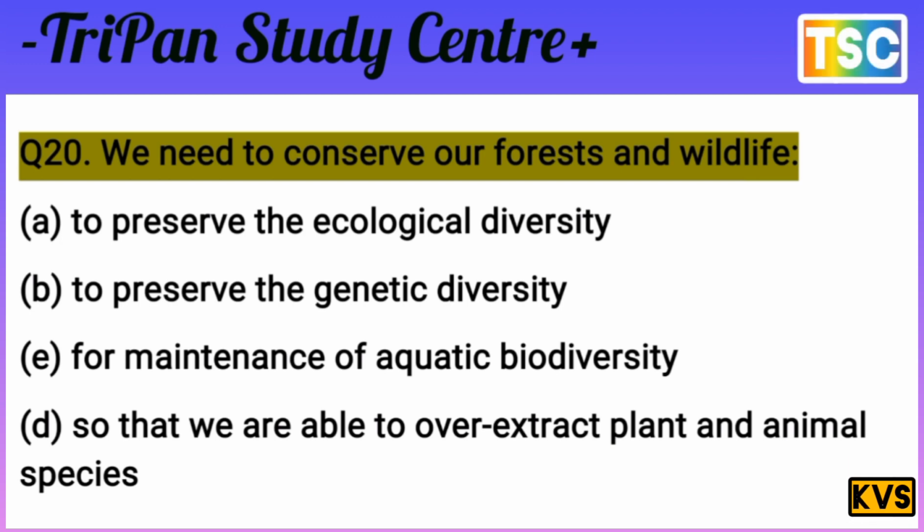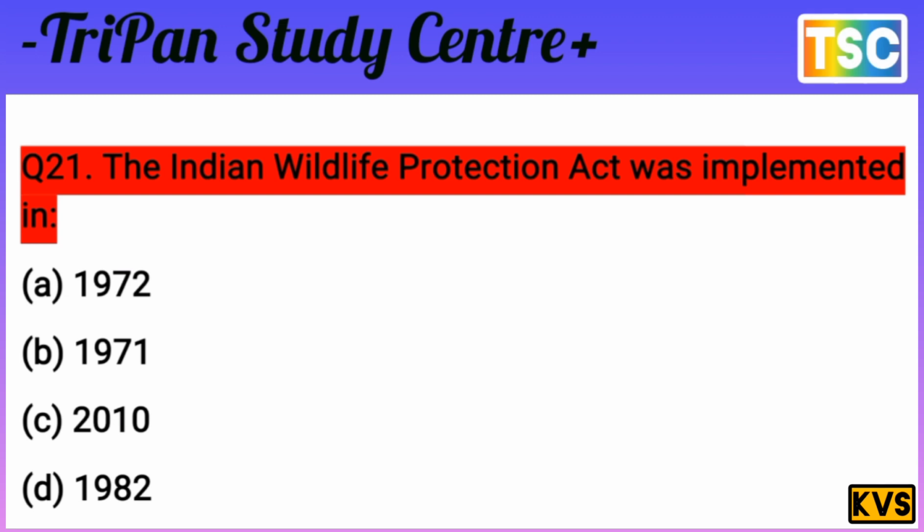Let's see the next question. The next question arrives on your screen. The question is here: the Indian Wildlife Protection Act was implemented in. You know that the question is clear here. The options here: A is 1972, B is 1971, C is 2010, and D is 1982. Choose your answer. Test your knowledge. I'll give a few seconds for you.